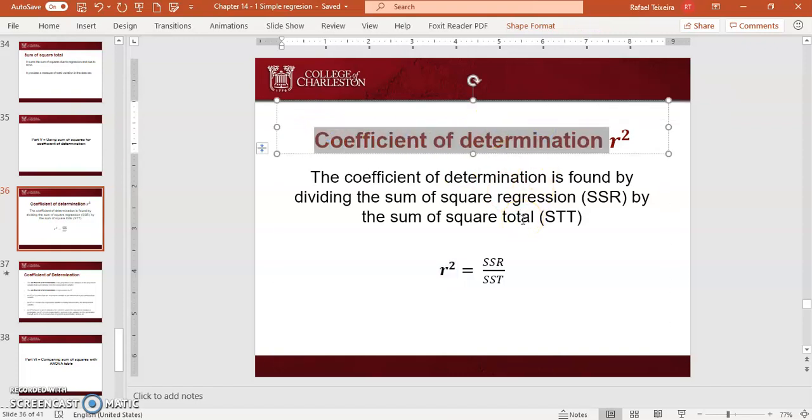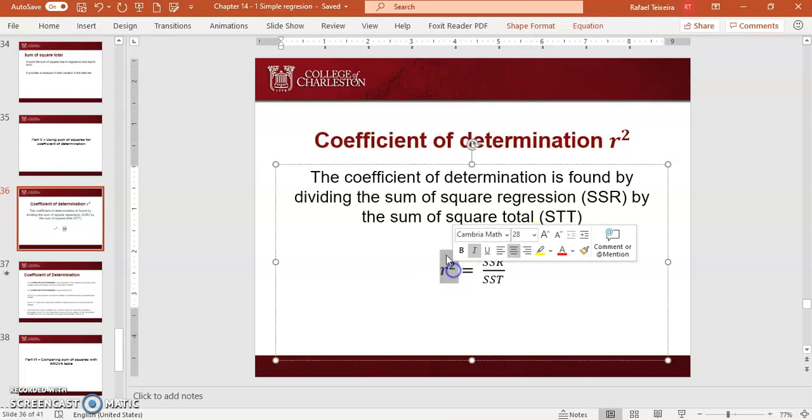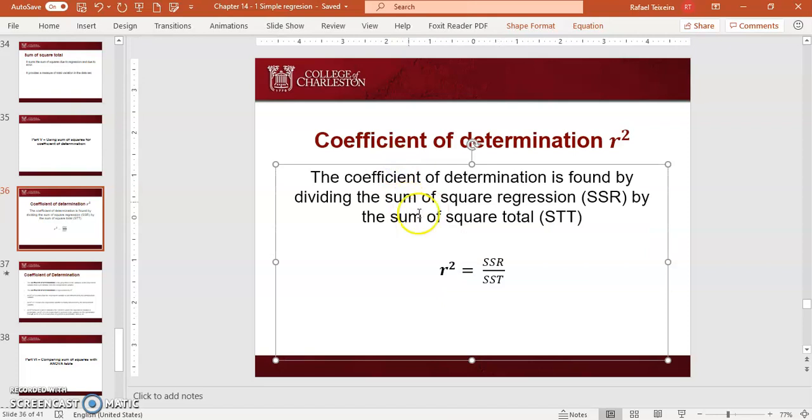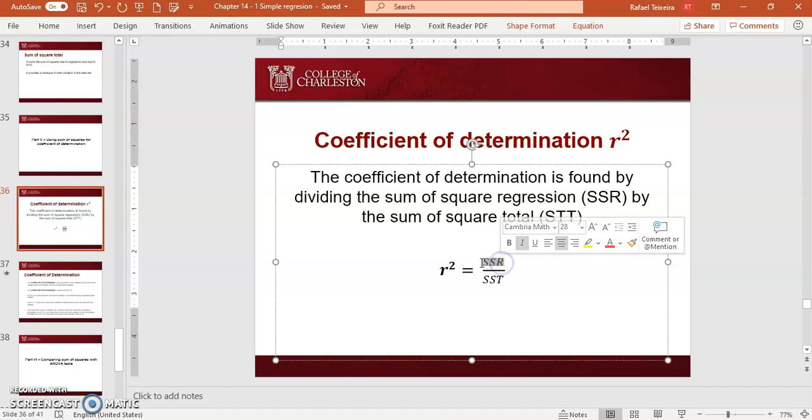This terminology is very important. Many problems talk about coefficient of determination, or they show you the r squared. So you have to understand that, and what it means. This means how much of the total sum of square regression that I showed you in the last video is part of the square total. In other words, how much of the total variation the sum of square regression is able to explain.